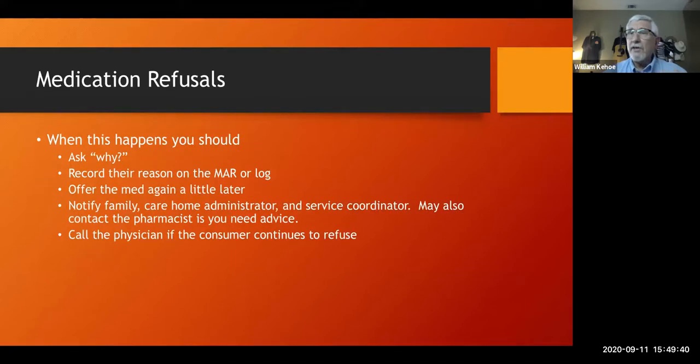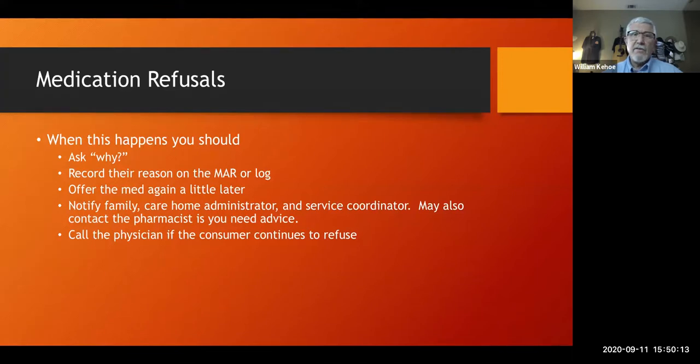Now, what happens if they do refuse? Well, talk to them. You know them better than anyone else. You're with them every day. Well, why are you refusing? And you can investigate a little bit. Well, yeah, this is upsetting my stomach. Okay, maybe I need to talk to the prescriber and see if there's something else that we can do for this person. Maybe the tablet's too big for me to swallow. You can investigate this, but you should put the reason down on the MAR, when you circle the time and initial it, put the reason that they refused it.